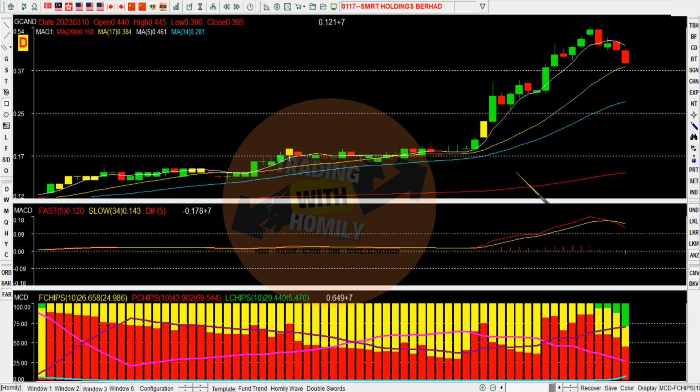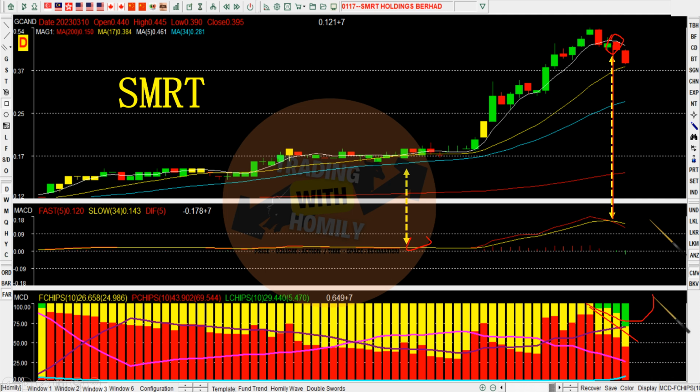Next one is SMRT. SMRT is actually also in an uptrend, but recently we need to be careful. Why? Because here it went from golden cross to dead cross. The dead cross is a short-term sell signal. What's more, here we can see the bankers' money has decreased and the locked retailers have increased.